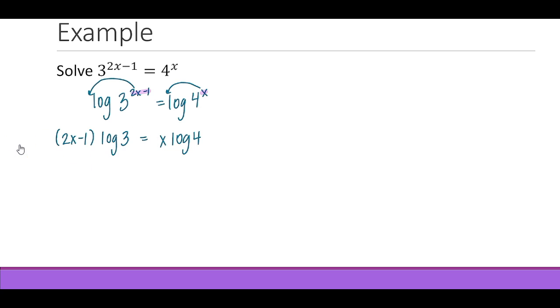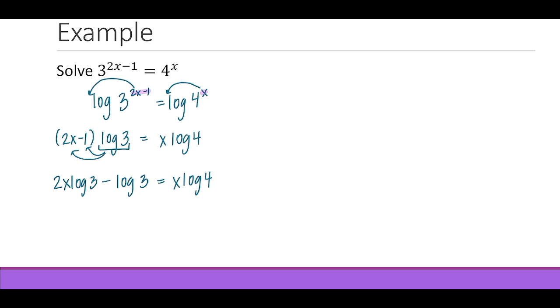So the strategy is going to be, I need to collect like terms. But in order to do that, I'm going to have to distribute log 3, which is just a number, into each term of the binomial over here. So in other words, this becomes 2x times log 3 minus log 3 equals x times log 4. Because remember, log 3 is just a number. So kind of think about it as having 2x minus 1 times 3. Well, what would the natural thing to do be? Distribute in the 3. It's the same idea. Log 3 is just a number. So we distribute it in. And that will allow us to collect like terms.